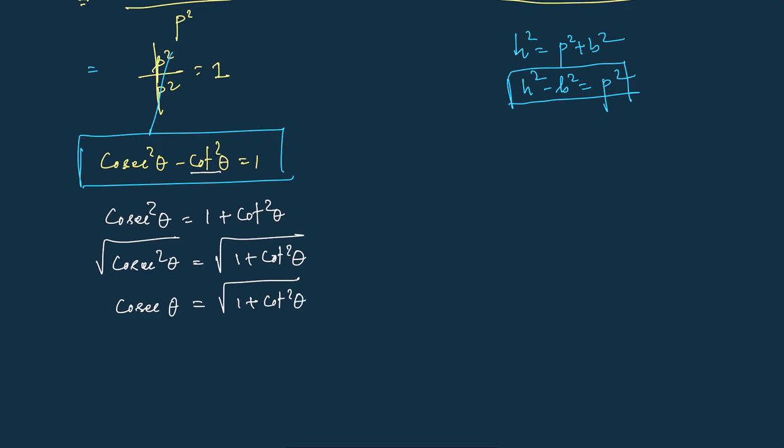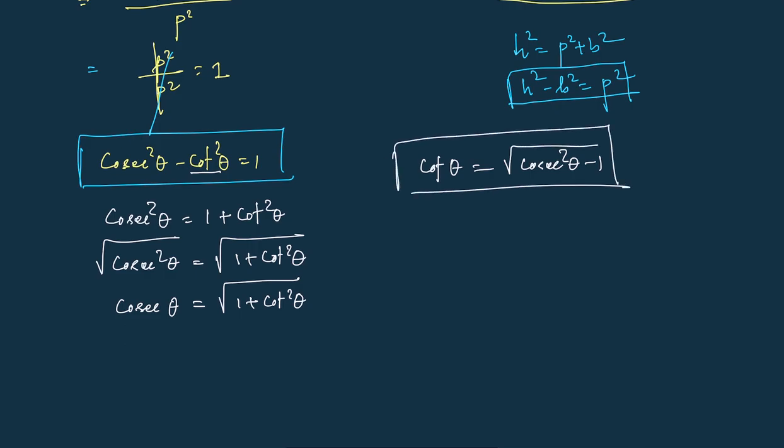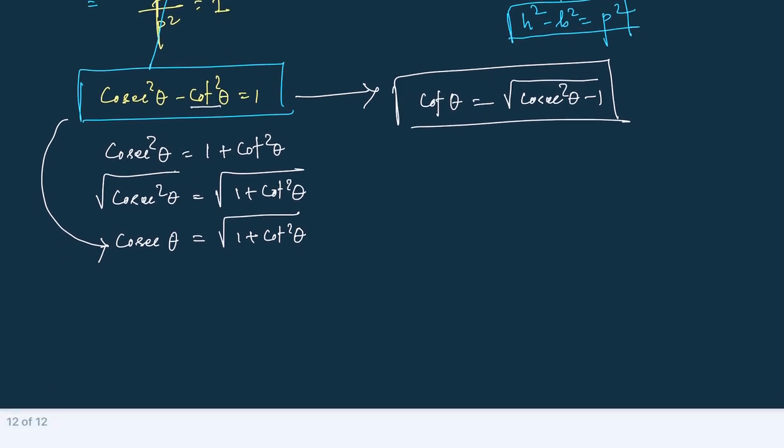Similarly, you can write cot theta is equal to what? Square root of cosec square theta minus 1. This is also another formula you need to remember. So from this formula we have derived this one, and from this formula we have derived this one. Okay, now we are done with the identity proper things. Now I'm going to describe a little bit more.